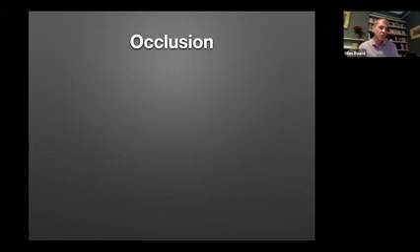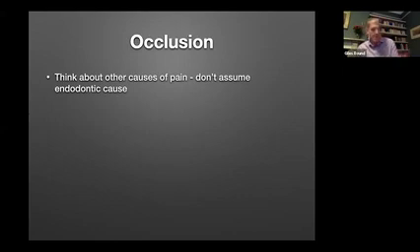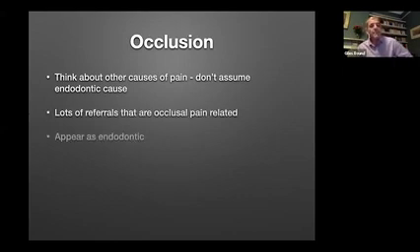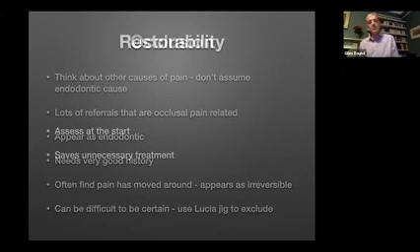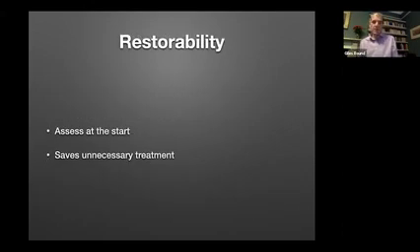You need to be quite sure of your treatment planning and your diagnostic skills. So think about other causes, when they appear endodontic, and you just need to do a good history. Lucia jigs are really, really good. Very easy to make, and can save you a lot of trouble.